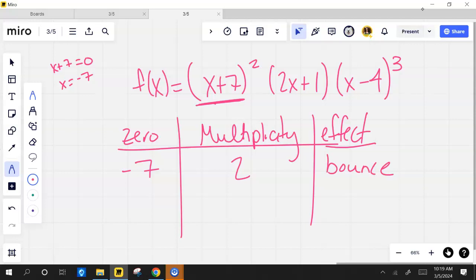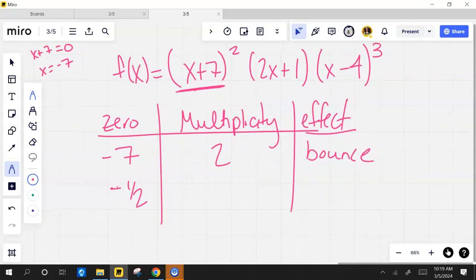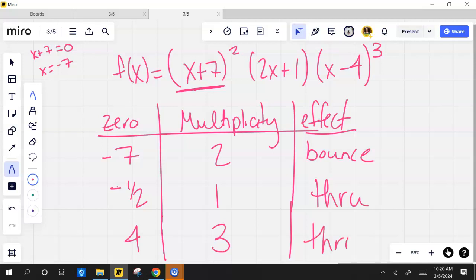What's the next 0? -1/2. I got to subtract the 1 and divide by 2. What is the multiplicity of -1/2? 1. What does that mean it does to the graph? Through. What's the last 0? Good job. Multiplicity? 3. What does that mean on the graph, Rhett? Through.